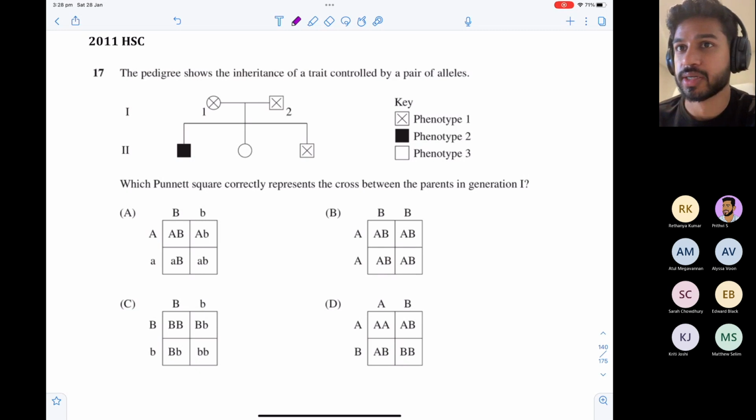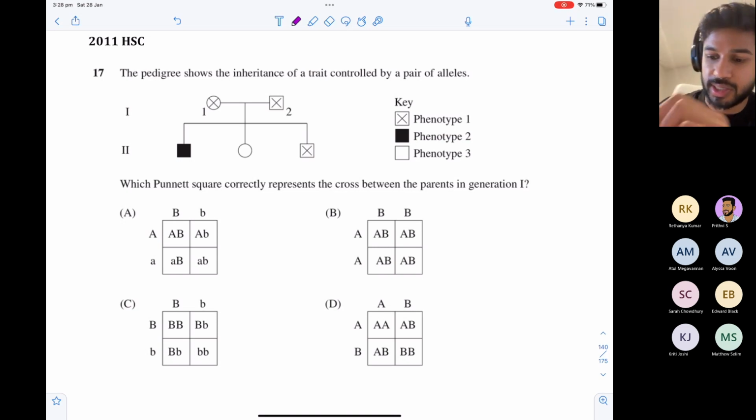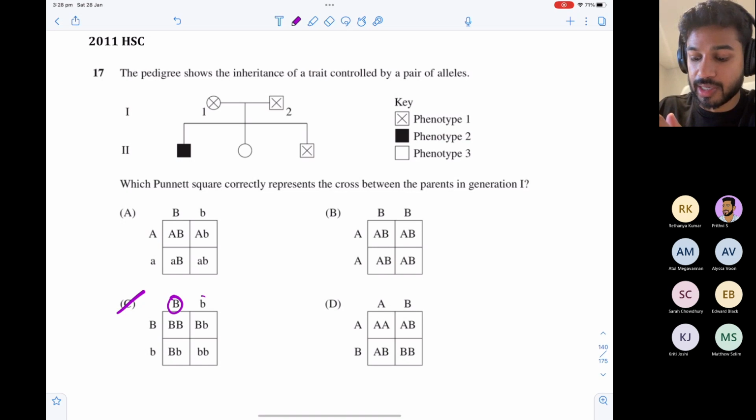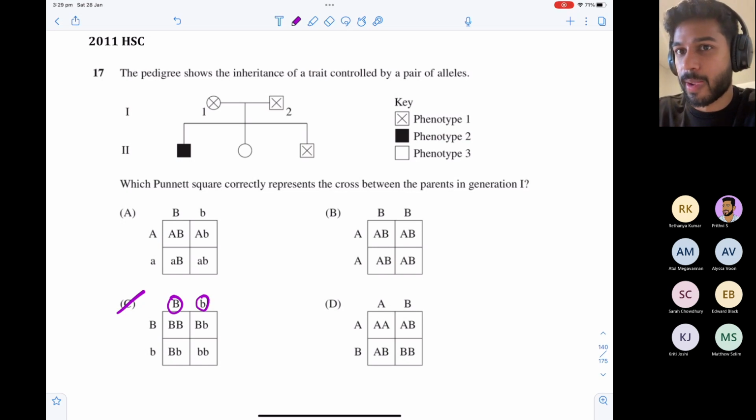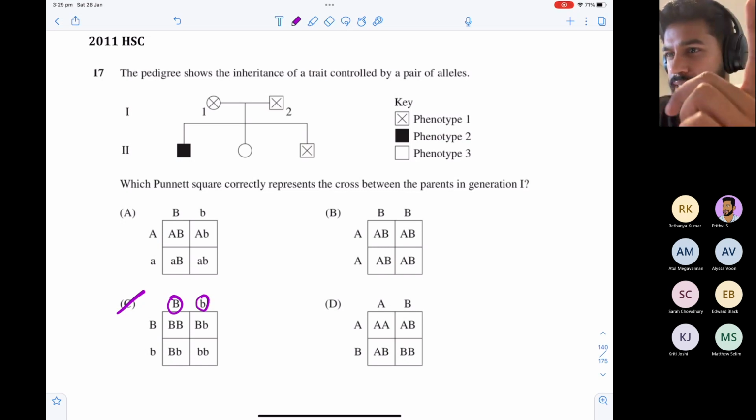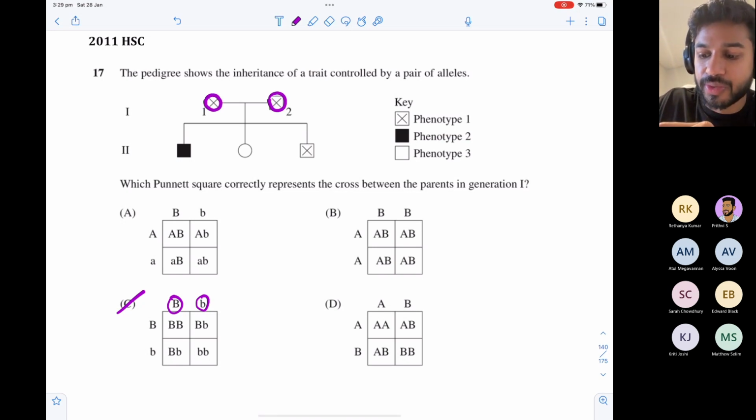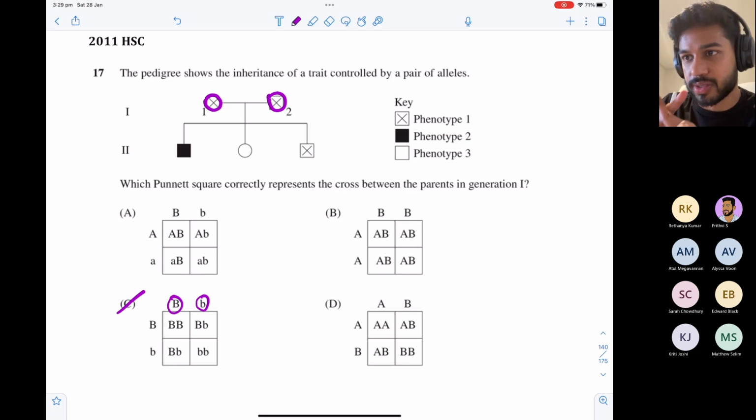So quite literally, you look for the Punnett square which represents codominance. C is wrong because C is representing a normal dominant recessive trait, right? Big B is a dominant allele, little b is a recessive allele, right? Another thing you want to check is, does it match the pedigree? Both parents are the exact same phenotype, right? They're crossed.